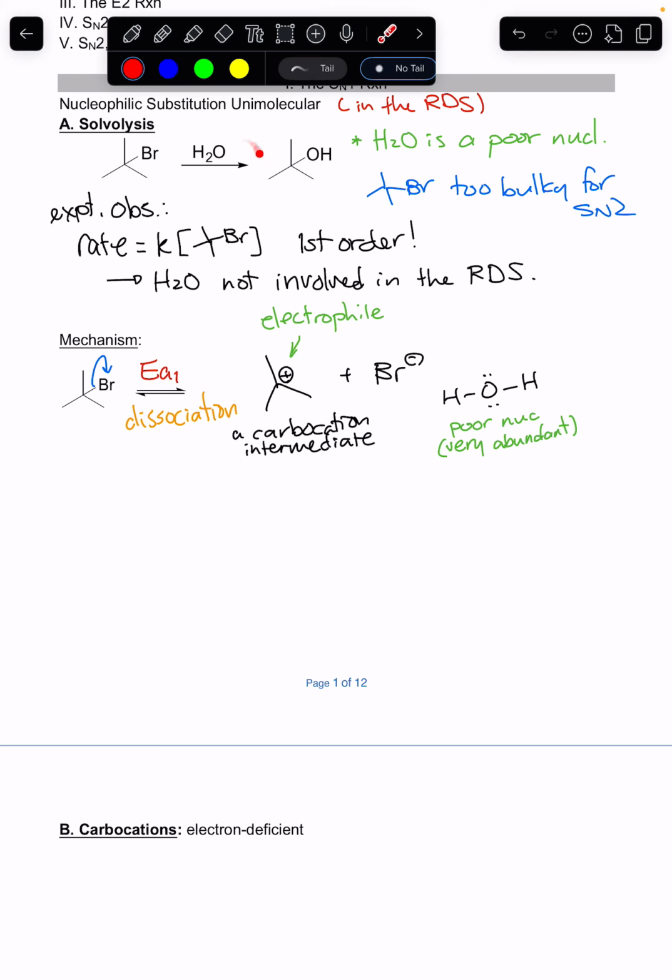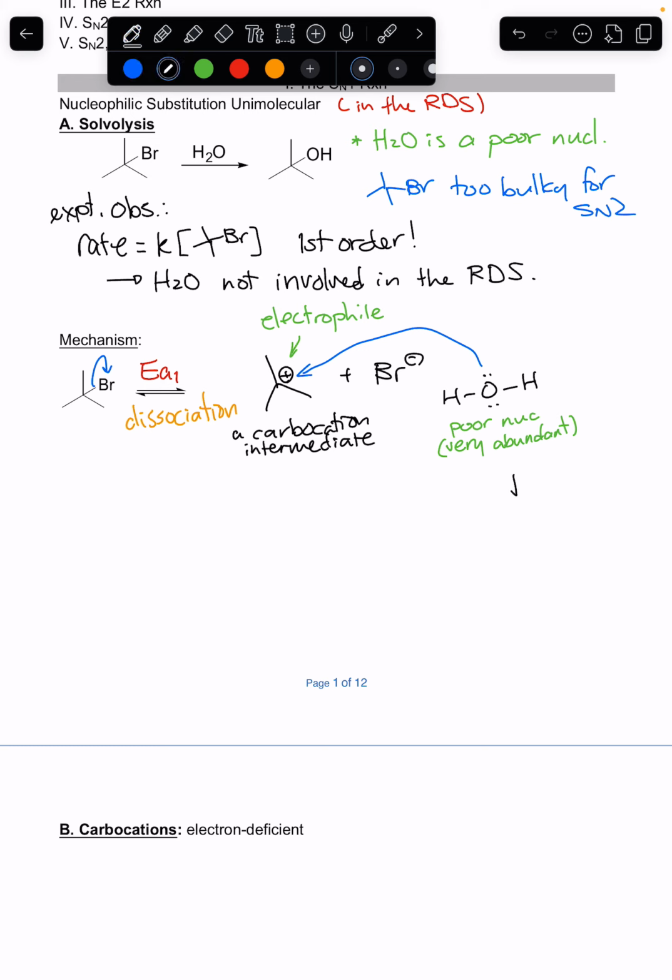Oftentimes in the reaction equation like this, solvent is written on or around the arrow, but that's not a strict rule, but that's the common convention. I just want you to know. Because this carbocation is so electrophilic, even a poor nucleophile would be motivated to attack it. It's kind of like if you dangle something that's really yummy looking, even a not so hungry person might want to go for it. It's kind of a similar analogy there.